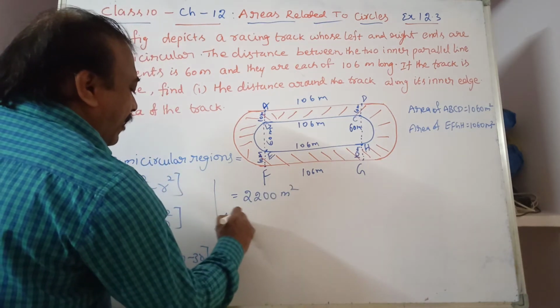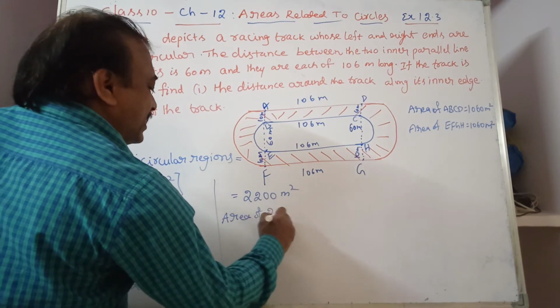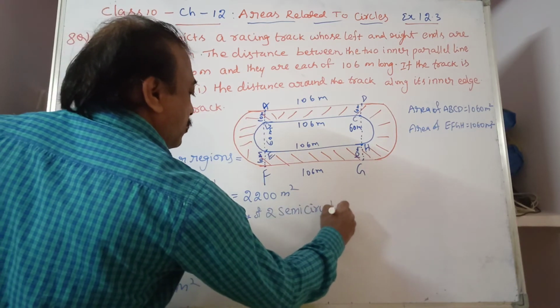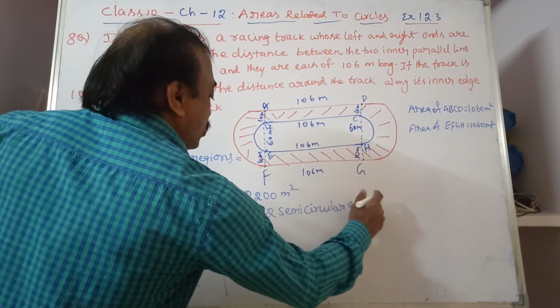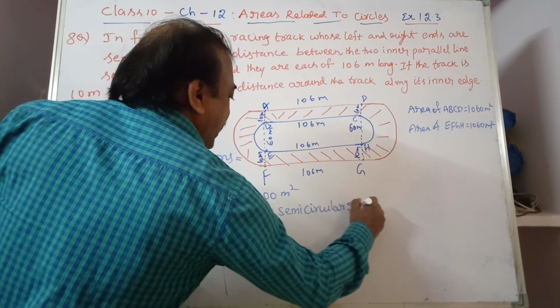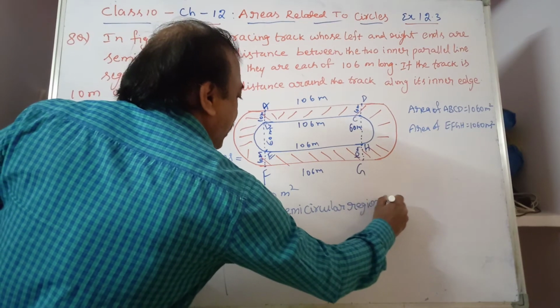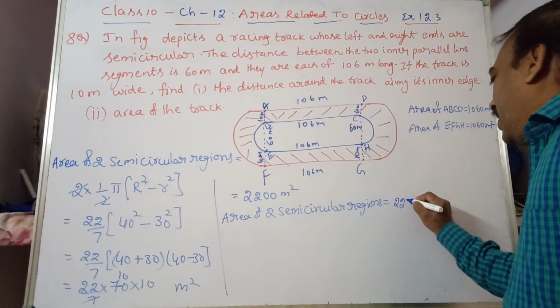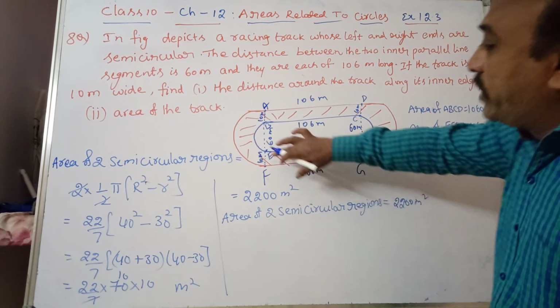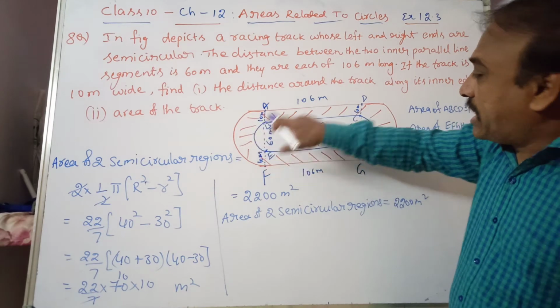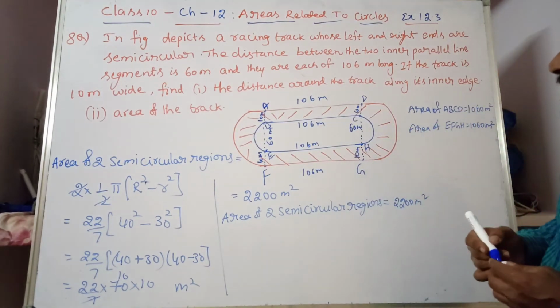So area of two semicircular regions is equal to 2200 meter square. This we got as the area of the semicircular regions.